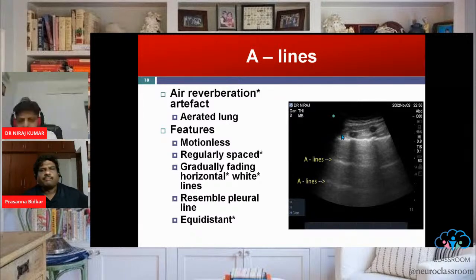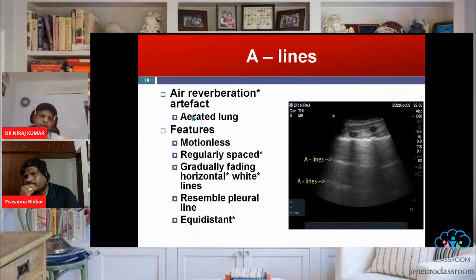So we have seen that this is the upper rib, this is the lower rib, and this is the pleura. We have discussed that till the pleura, all the things are real because it is a very strong reflective surface. All the ultrasound waves are reflected back. And all the things below the pleura are artifact. So A lines are air artifact or reverberation artifact because of air. For easy remembrance, A for artifact and aerated lung. Aerated lung means normal lung. So air artifact or A lines are produced in the normal lungs.